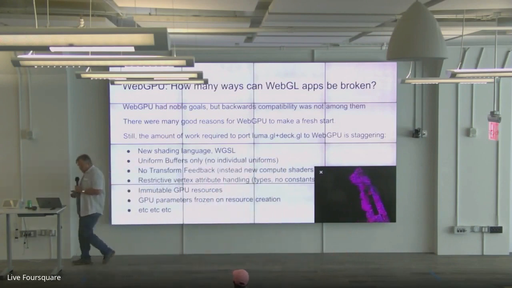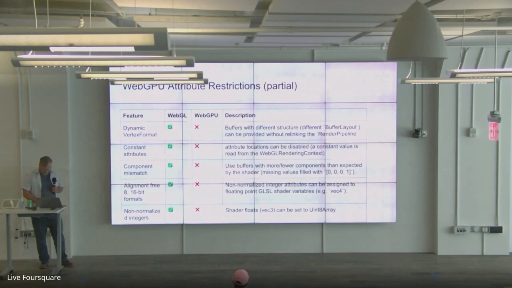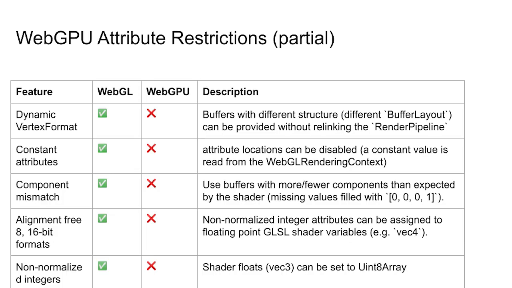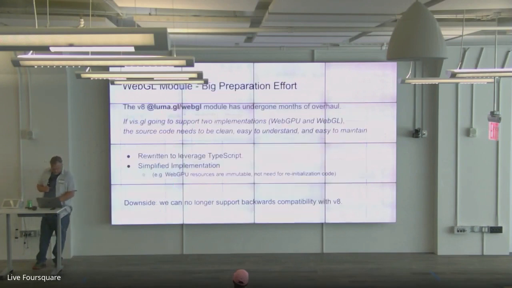The upside of all of this is, of course, an API that requires a lot less validation because resources are immutable. They don't have to be checked every time you supply them. And so overall, the promise is that the performance should be much better. I'm not going to go through this, but this is maybe half the list of things that we discovered while porting, making the model class work on luma.gl v9. Many things that we took for granted that you could do with attributes in WebGL, WebGPU, at least as far as we can tell, doesn't support.